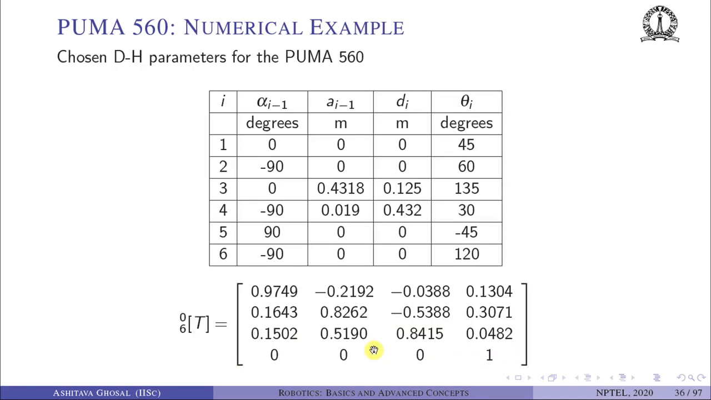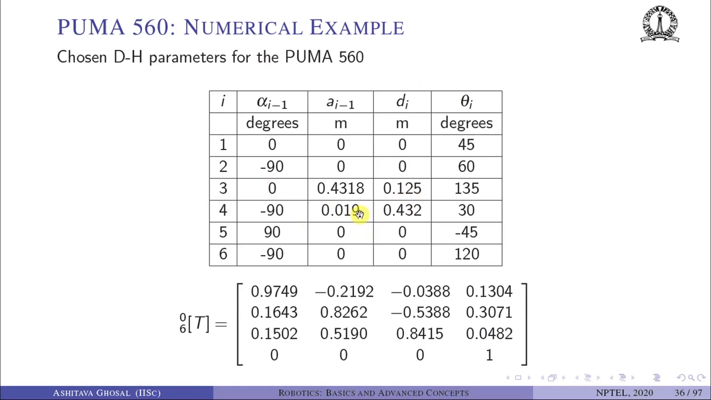Okay. So let's look at a numerical example. This is taken from literature. The DH parameters of a Puma 560, the constant values are given in this table. We have chosen theta i arbitrarily as 45 degrees, 60 degrees, 135, 30, minus 45 and 120. And these numbers, 0.4318 for a i, minus 1 for link 3, and d i is 0.125 and so on.